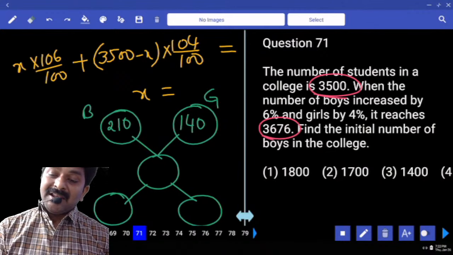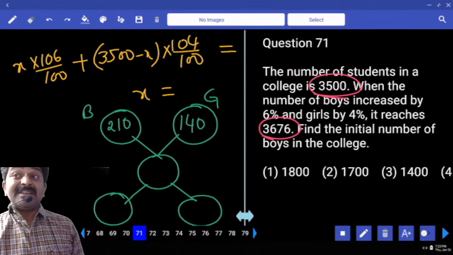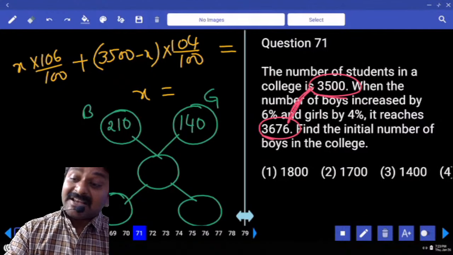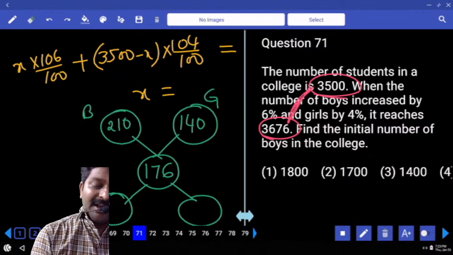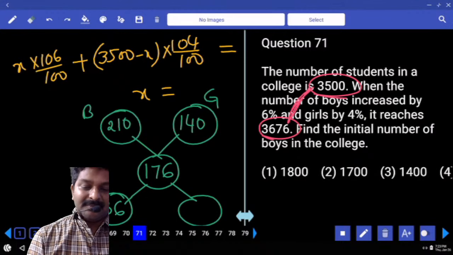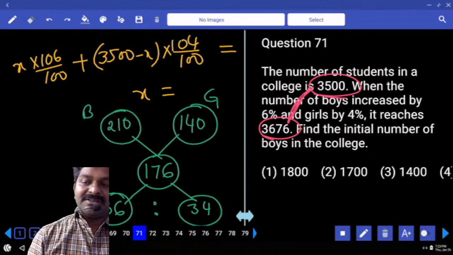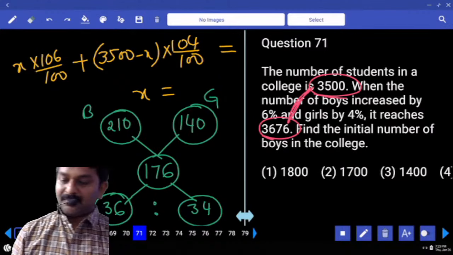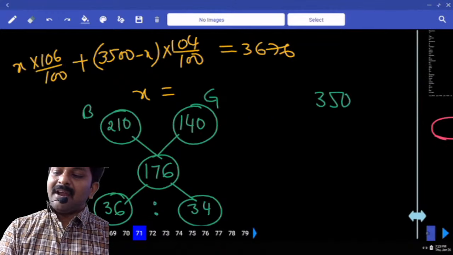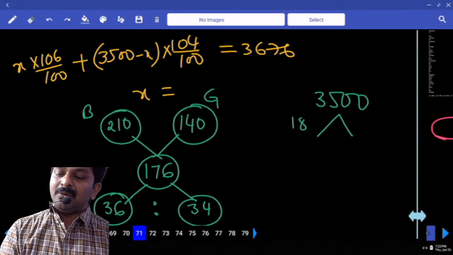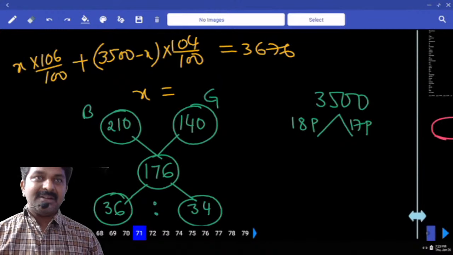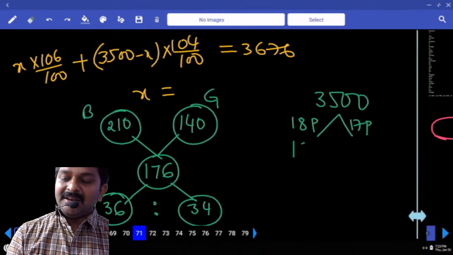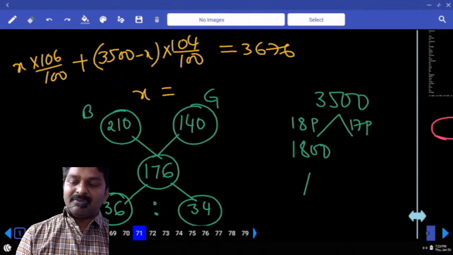But finally the class count becomes 3676. That means how much increase has actually happened? 176. Alligation: 36 here, 34 here. What is the ratio? 18 is to 17. So now you need to divide 3500 into 18 is to 17. How many parts do we have? 35 parts. 3500 is 35 parts. 18 parts is equal to 1800. And that's what we were asked to calculate.